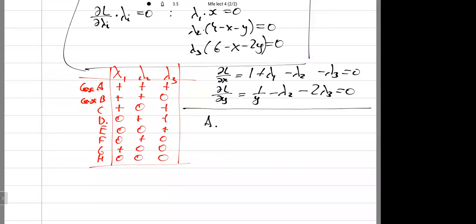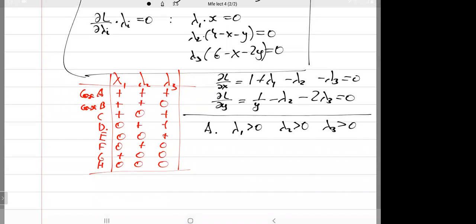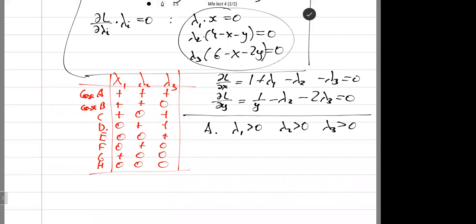Case A, if all lambdas are positive, lambda 1 is positive, lambda 2 is positive, lambda 3 is positive, I look on these equations where the product of lambda times inequality is 0, and I deduce that x is 0, 4 minus x minus y is 0, 6 minus x minus 2y is 0, and I see clearly that there are no solutions because if x is 0, then I cannot have 3 conditions as equalities simultaneously. Any questions? We have already solved case A.